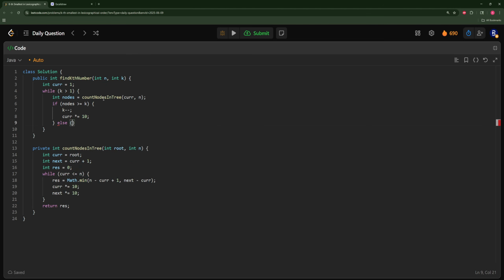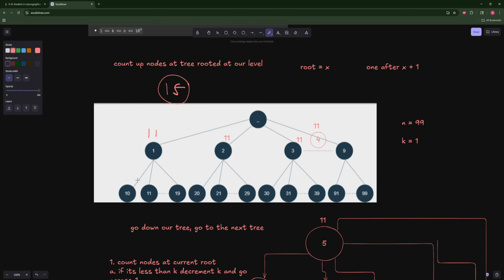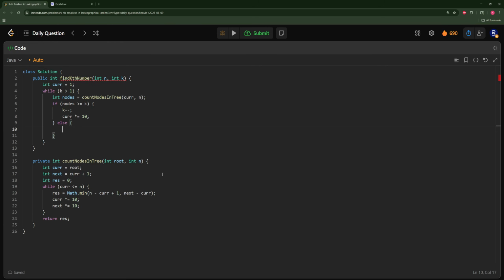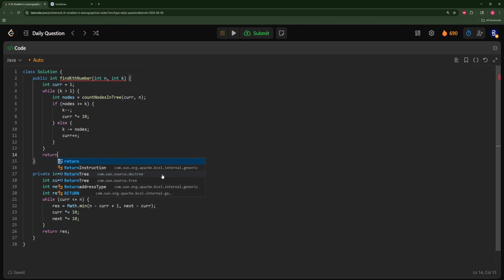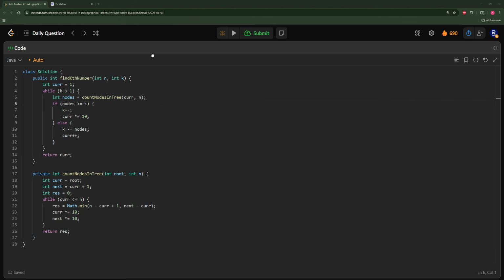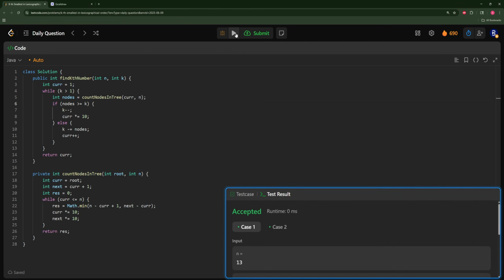In the other case, we're actually moving across, right? Like if this is our tree, we're moving from here to here. So then we have to subtract this whole tree from k. So that means k minus equals nodes. And then we have to go to the one to the right, which is current plus 1. And then we just return the cur here. Okay, so let's try to run this.